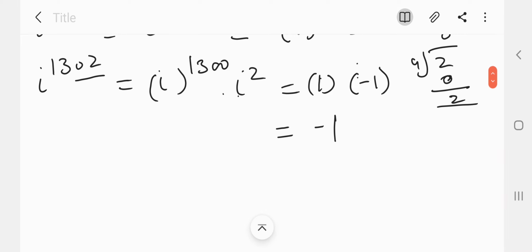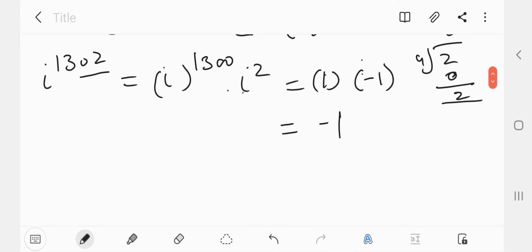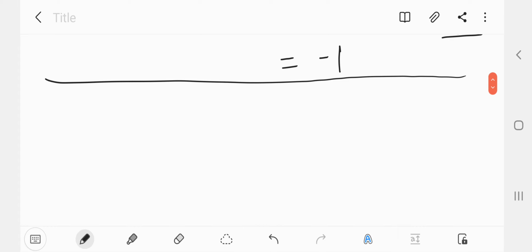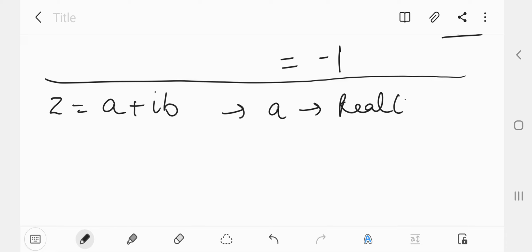Next we take the form of a complex number. Z is equal to A plus iota B. A is the real part of Z and B is the imaginary part of Z.